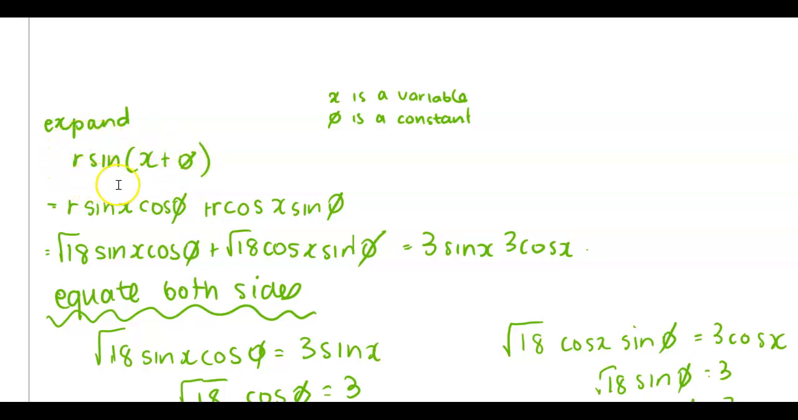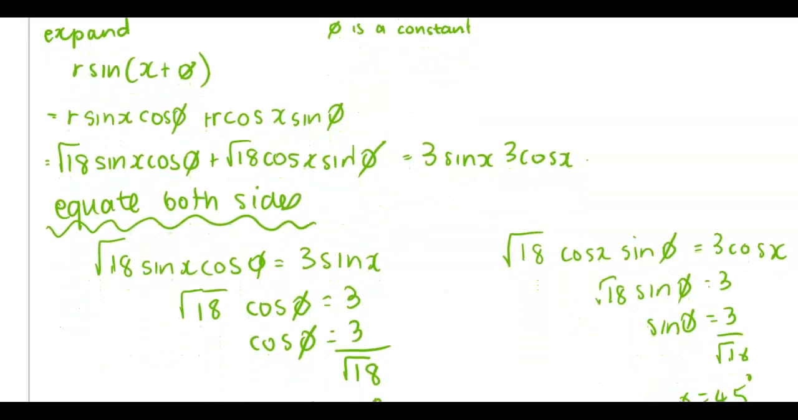So what I want to do is expand the form that we want to pop it into first. Expanding that using our HSC formula sheet, we're going to get r sine of x cos of theta plus cos of x sine of theta. Our r is our root 18, so I popped those in there. Now that is going to be equal to what we originally had. That's the question we were given, 3 sine of x plus 3 cos of x. Now what I want to do is equate both sides of that equation.